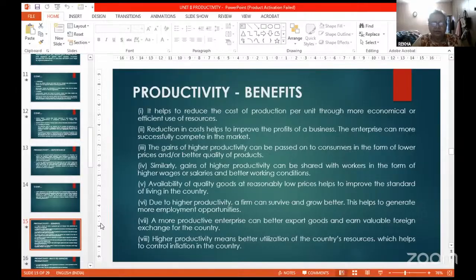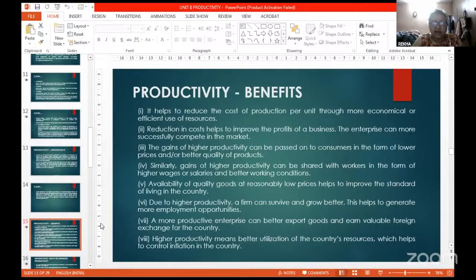Due to higher productivity, a firm can survive and grow better. This helps to generate more employment opportunity. That is one of the biggest problems India is facing today, of unemployment. So it is very necessary to see to it that wherever we are producing something, we should do it more effectively and efficiently, so the productivity rises and wastage is minimized. A more productive enterprise can better export goods and earn valuable foreign exchange for the country.